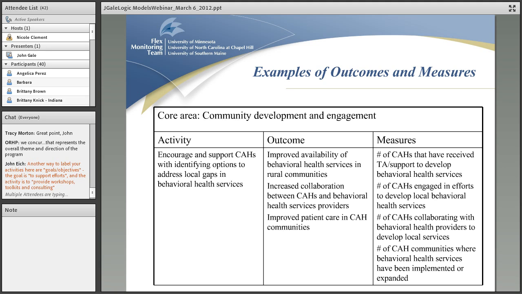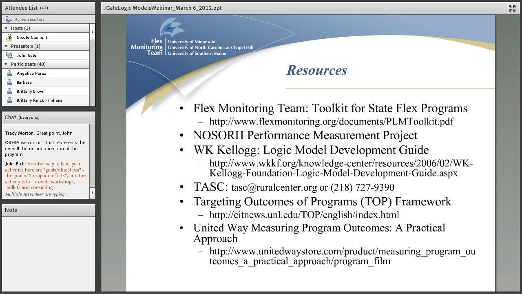An interim measure is looking at the number of CAHs engaged in efforts to develop behavioral health services. Are they involved in collaboratives? The number of CAHs collaborating with local providers to make the system work better. And an ultimate measure that would lead you to believe you're improving patient care and patient outcomes is the number of CAH communities where behavioral health services have either been implemented or expanded. So again, rolling up those measures in a way that makes sense.